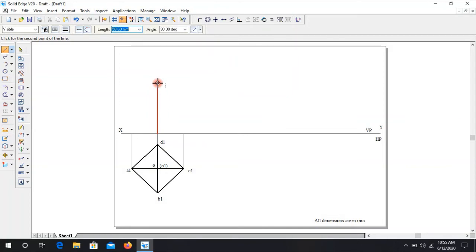Let me take height as 60 mm. Connect these points. So that completes the front view of the square pyramid kept in corner condition.